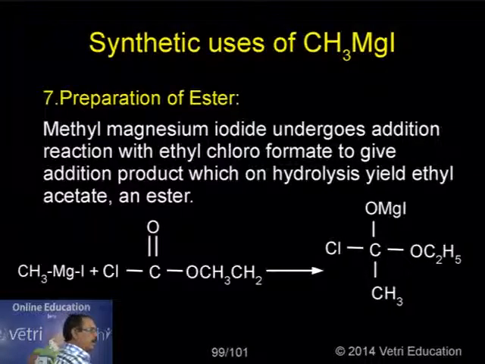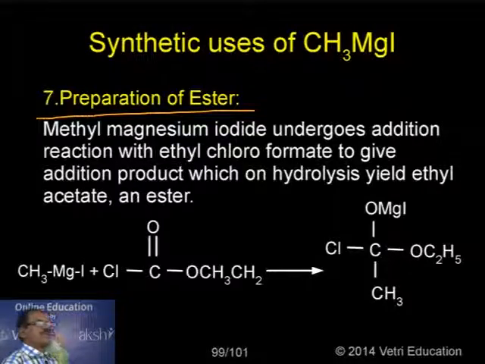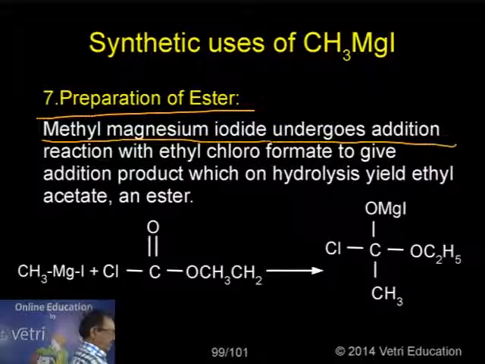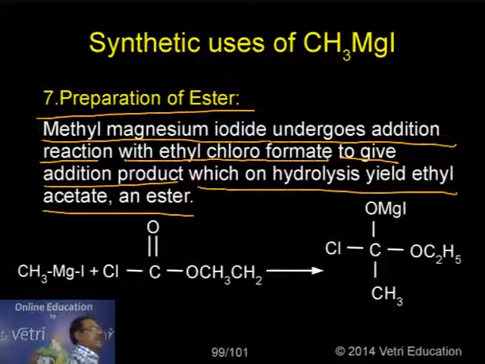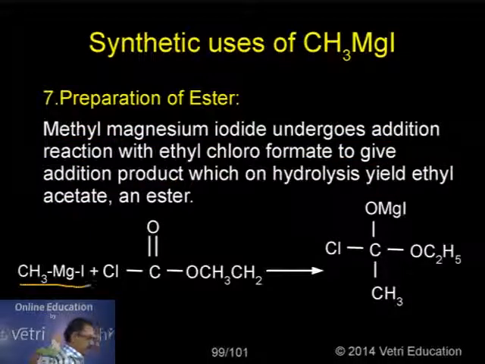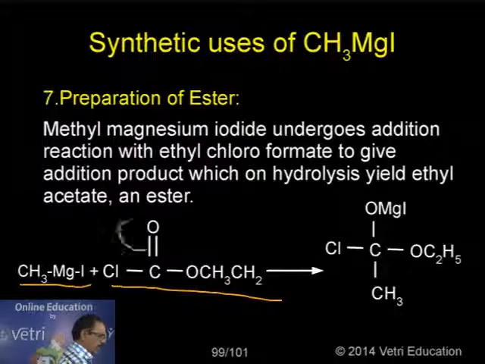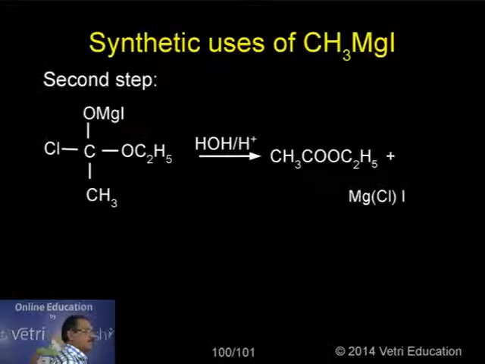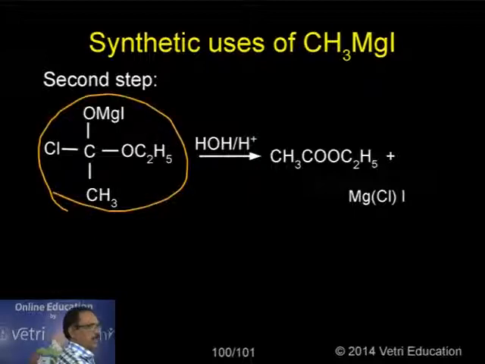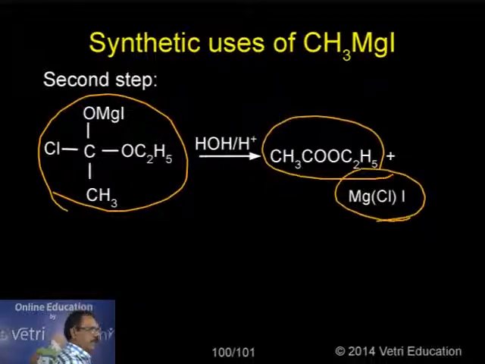The next one, preparation of ester. I can prepare an ester from Grignard reagent. Methyl magnesium iodide undergoes addition reaction with ethyl chloroformate to give an addition product, which on hydrolysis yields ethyl acetate, an ester. Look at the starting material: methyl magnesium iodide reacts with ethyl chloroformate. In what way will it cleave now? Can you follow? This is the way it will cleave. So, I am getting the intermediate. This intermediate undergoes hydrolysis to produce ethyl acetate, and MgCl(I) is formed.